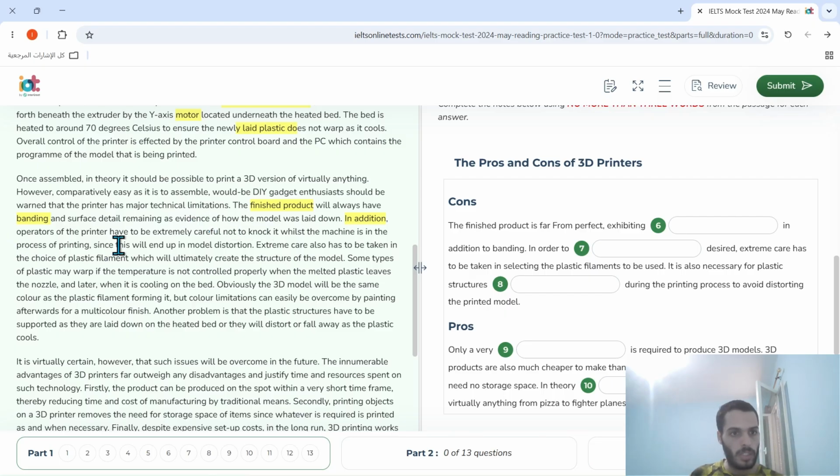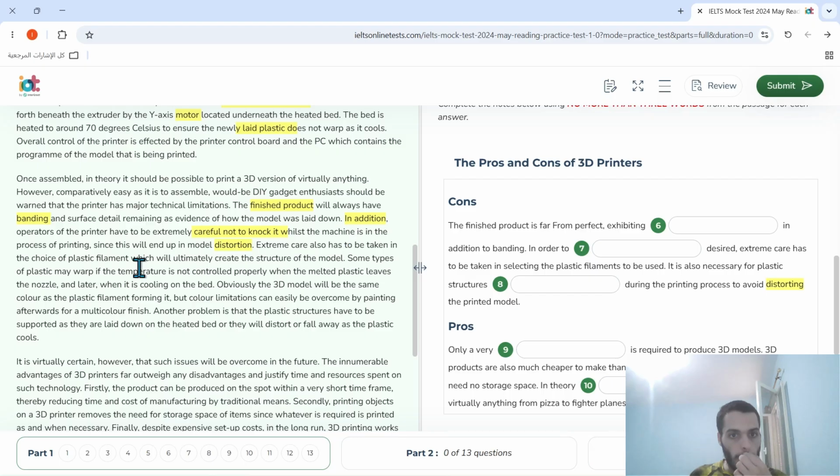In addition, we have to be extremely careful not to knock the machine during the process, distorting, avoid distortion. This will end up in model distortion. Careful not to knock it. Okay, in order to get the desired result, extreme care has to be taken in selecting plastic filament.